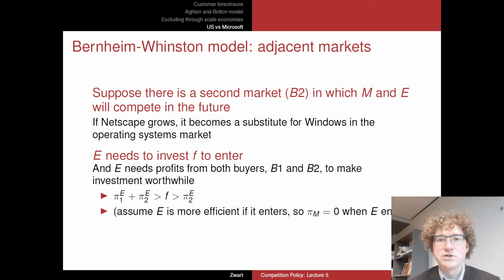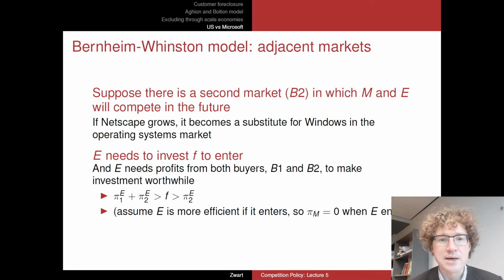Okay, so now we have to add something to this to circumvent again this Chicago critique, otherwise there's no traction to this claim that there's anti-competitive exclusion. And what Bernheim and Whinston thought up in their model is, well, suppose there's actually a second market here. A second market consisting of buyers, let's call them B2, who might be other people or the same people but sometime in the future, and they just don't realize this yet. And in this second market, B2, M and E will at some point in the future compete if they are both present in the market. So in the current case, that would be illustrated by this Netscape company growing if it gets sufficient market share in the current market. It would grow to become a substitute for Windows rather than just for the Internet Explorer browser. So there's this second market, the market for operating systems, in which E, the entrant, would also become a rival for the incumbent.